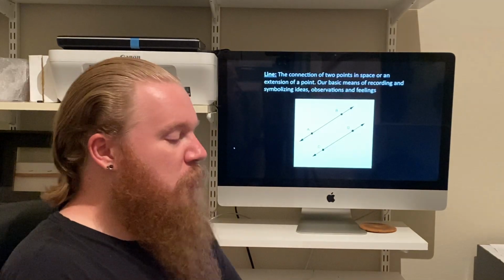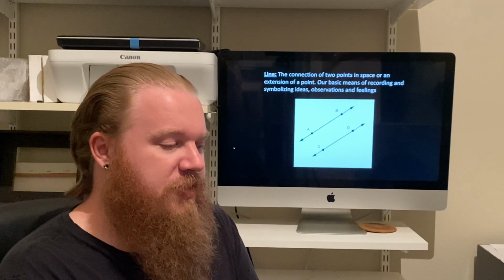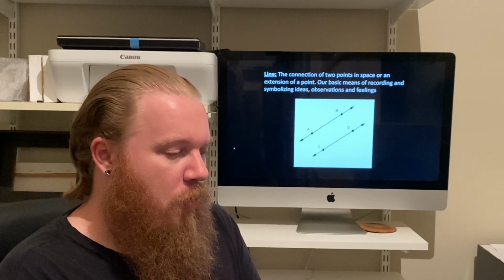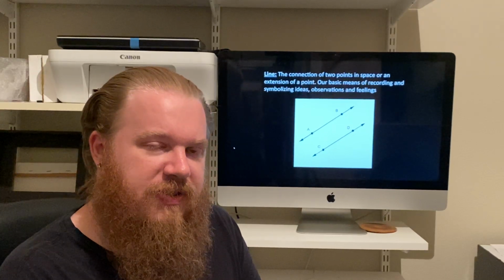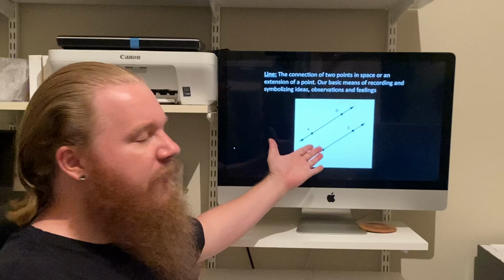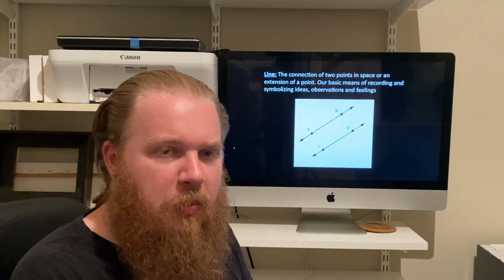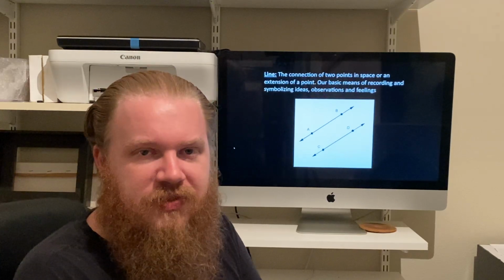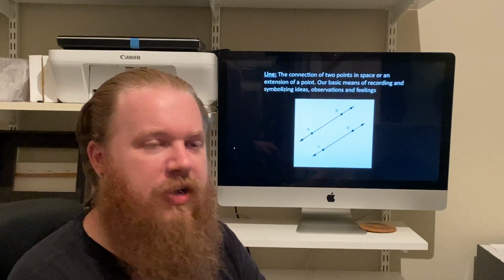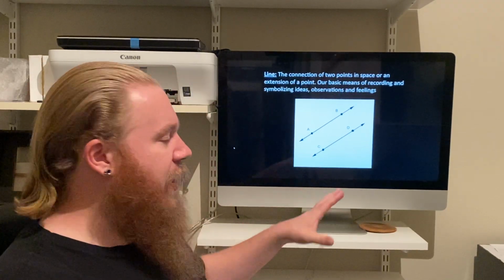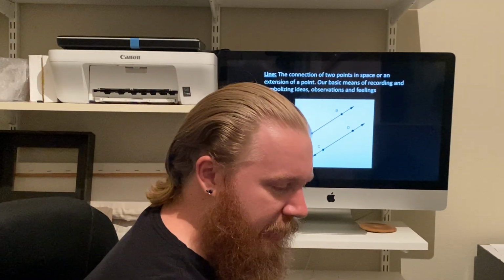So, we begin with line. And in its most basic sense, line is the connection of two points in space or an extension of a point. Our basic means of recording and symbolizing ideas, observations, and feelings. So, a line, very, very rudimentary, very basic. But the line is the birthplace of almost all art forms. It's the birthplace of drawing, of writing, of sculpture for the most part, etc. So it's a very common, very ubiquitous aspect within the world of art making.